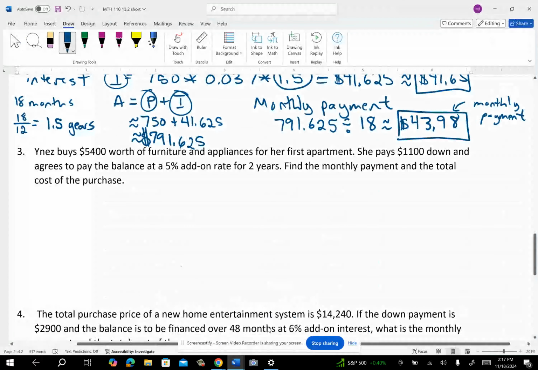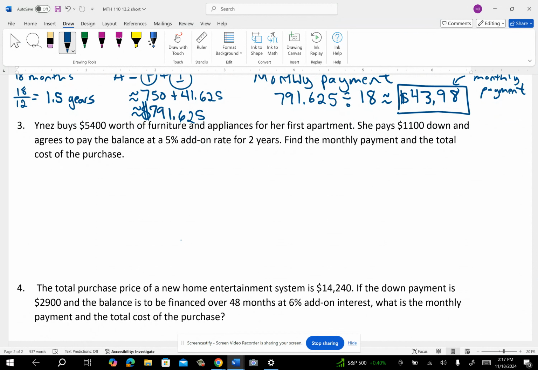In this video, I'm looking at questions 3 and 4 from the 13.2. So we're still working with installment loans, but 3 and 4 ask for something different than question number 2. This one asks for the monthly payment and then the actual cost of the purchase, the total cost of the purchase. One of the harder things is making sure you're answering the question that you're being asked.